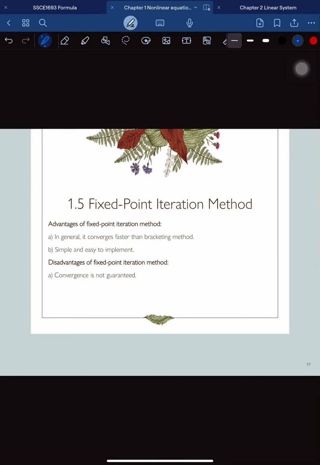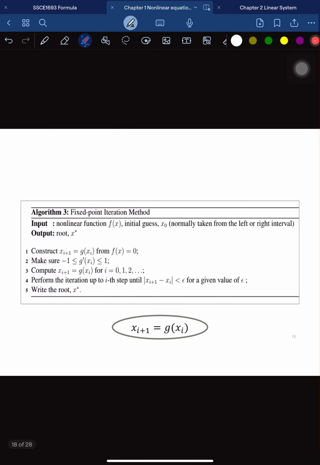Okay, now the next method is the fixed point iteration method. So the advantage is it converges faster when compared to the bisection method, and also it is simple and easy to implement. But the disadvantage is the convergence is not guaranteed. Alright, so this is the algorithm for the fixed point iteration method.